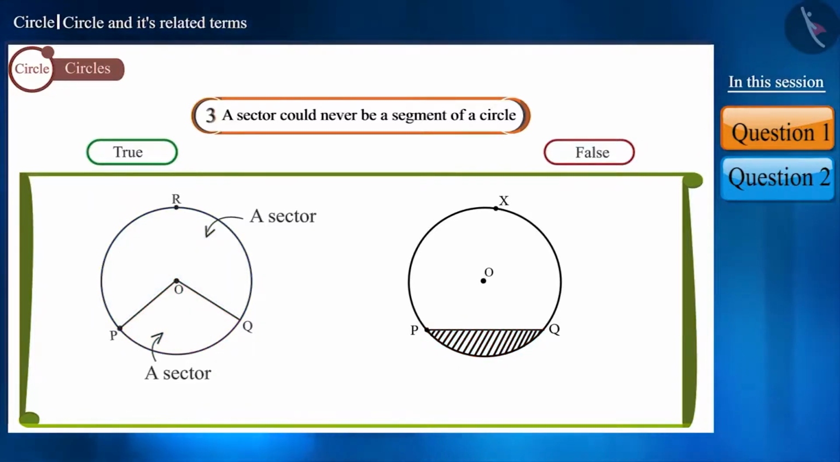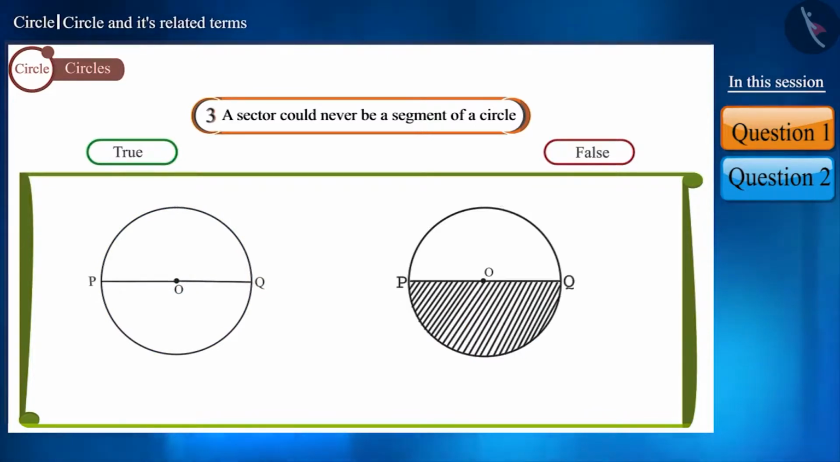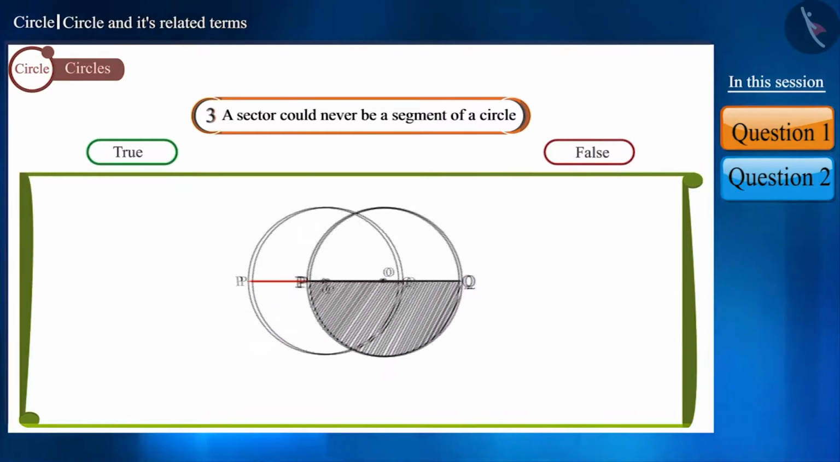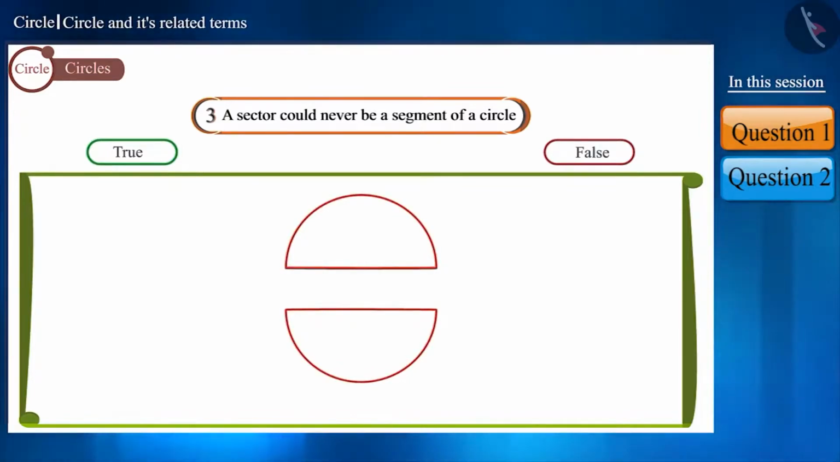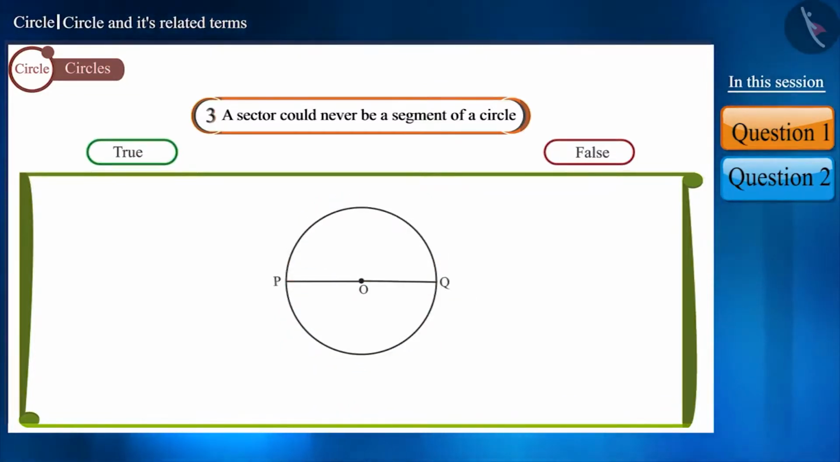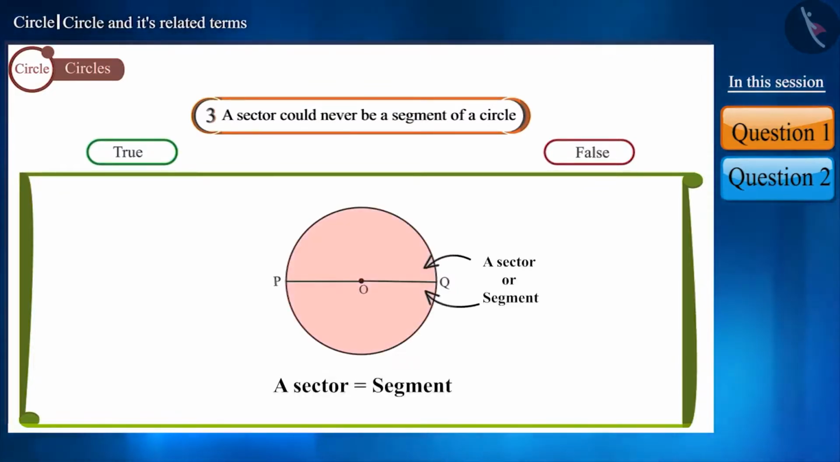Here, if we choose points P and Q such that line segment PQ is the diameter of this circle, then these two parts will be equal. Friends, in this case, we can call these two parts both sector and circle segment, because we call the area between the chord and the arc a circle segment. And line segment PQ is the diameter of this circle, that is, the largest chord. Therefore, we can say that in this case, sector and circle segment are equal. Therefore, this statement is false.